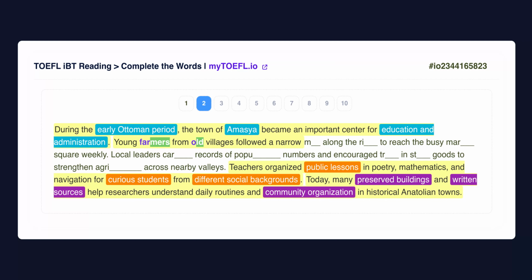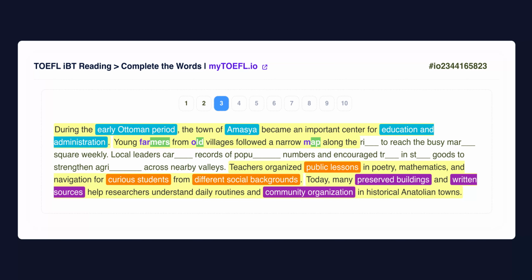Next, we need to identify what these people were following to find their way. Think about what someone would use for navigation. Young farmers from old villages followed a narrow m-blank-blank along. The word starts with the letter M and contains two more blanks to complete it. The sentence tells us they are following something narrow to reach their destination. Considering the available information and the theme of navigation mentioned later in the text, the word is map. This makes sense as a tool used to guide their journey through the landscape toward the busy center.